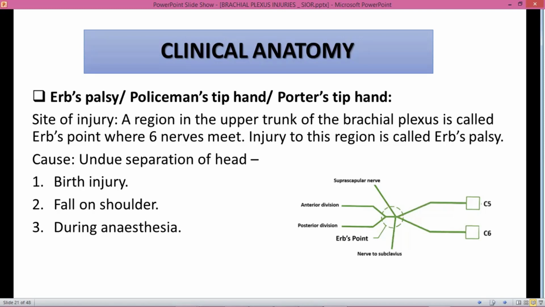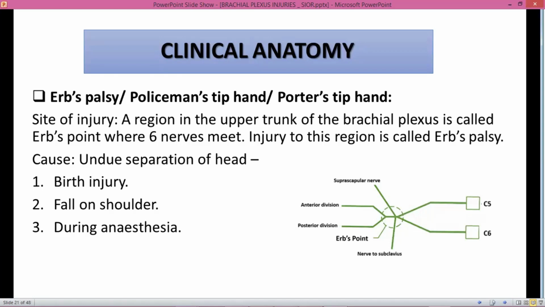So, which are the six nerves? C5 has an anterior and a posterior division, C6 has an anterior and a posterior division, then the nerve to the subclavius and the suprascapular nerve. Basically, these six nerves meet at a point in the upper trunk of the plexus, which is called Erb's point. An injury to this point is called Erb's palsy.